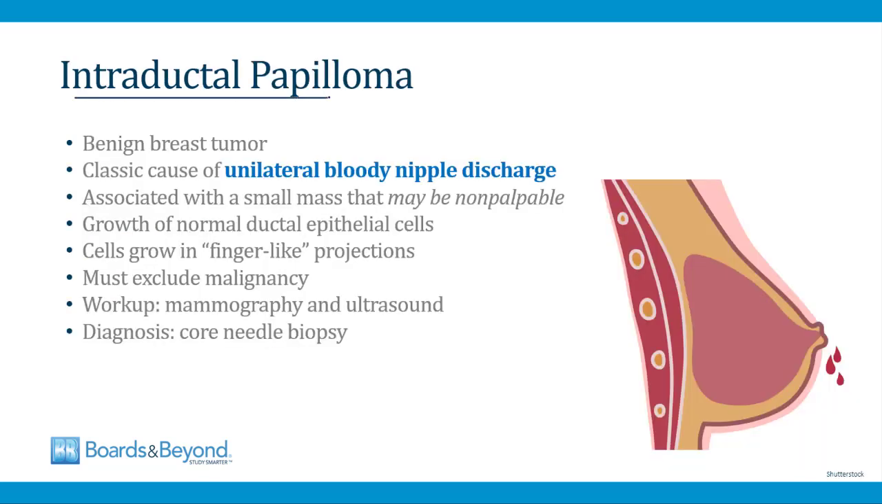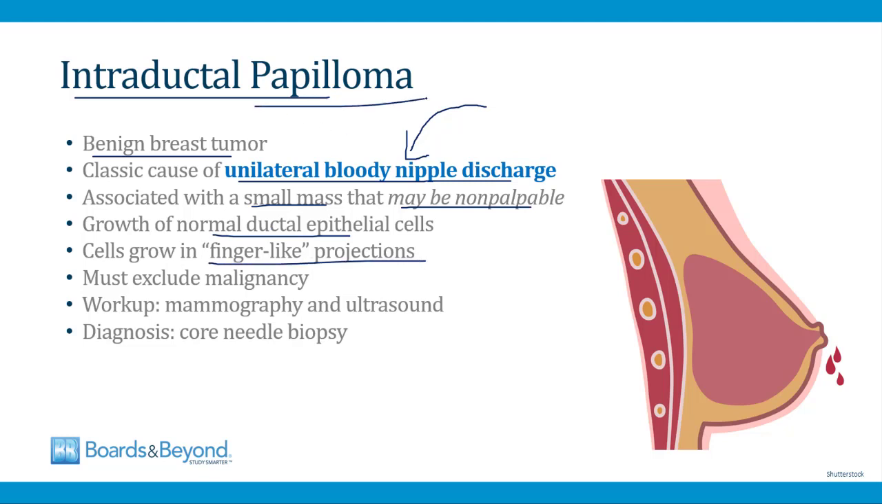Intraductal papillomas are another example of a benign breast tumor. The thing you always want to remember about intraductal papillomas is that they're the classic cause of unilateral bloody nipple discharge. Papillomas are associated with a small mass, but often it's not palpable, so the only clinical feature may be bloody nipple discharge. These lesions are caused by a growth of normal ductal epithelial cells, and the cells grow in finger-like projections. That's why it's called a papilloma.